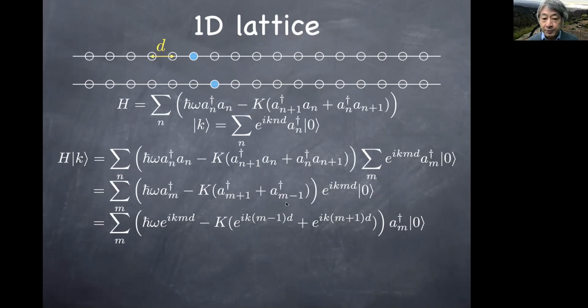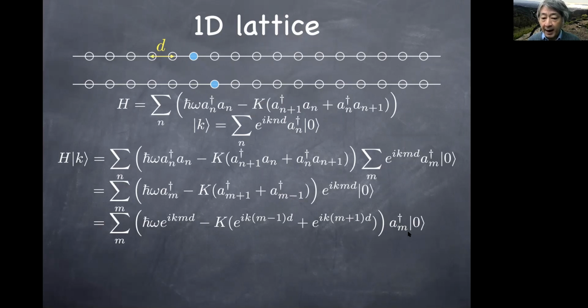And I play the same trick for the last term. Here, once again, I would like to turn this a_{m-1} dagger into a_m dagger so that I can put them on an equal footing. That requires me to change this dummy variable m to m plus 1, so that m plus 1 minus 1 is m.